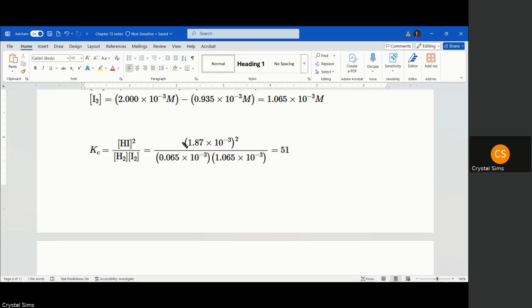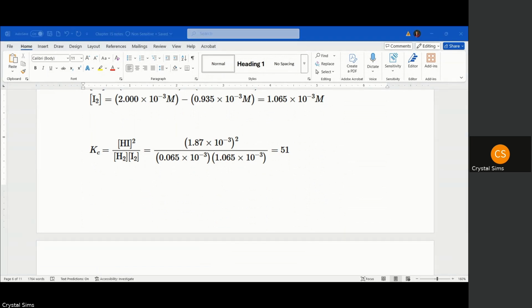So this K value is a lot greater than 1. This tells us that equilibrium is going to favor the products. Remember, if K is a lot greater than 1, the equilibrium lies to the right and favors the product side. So equilibrium favors the HI.